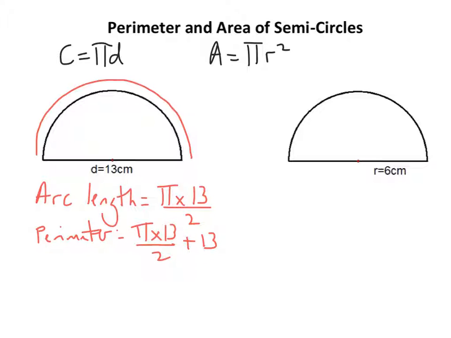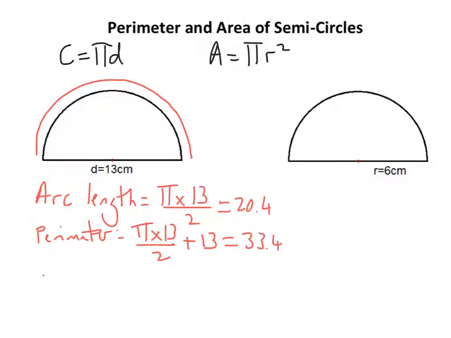Alright, so you can put them in your calculator. In fact, I'll do that now. So you've got, here we go, pi times 13 divided by 2, which is 20.4. Okay, which is fine. And then if I was to add on 13, I'd get the whole perimeter. So we get 33.4. Alright, so there we go.